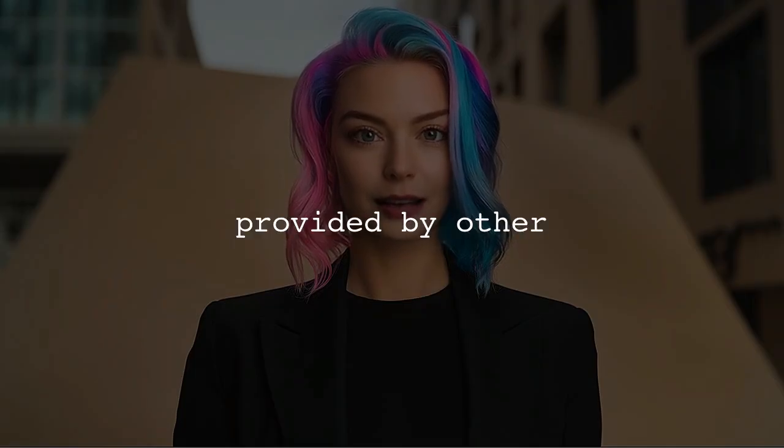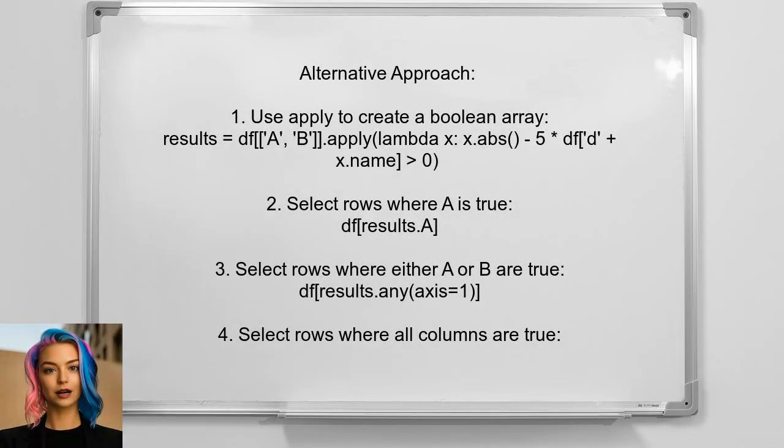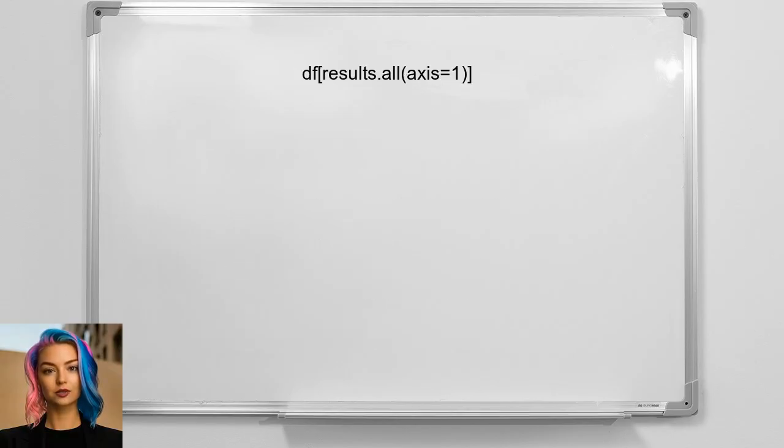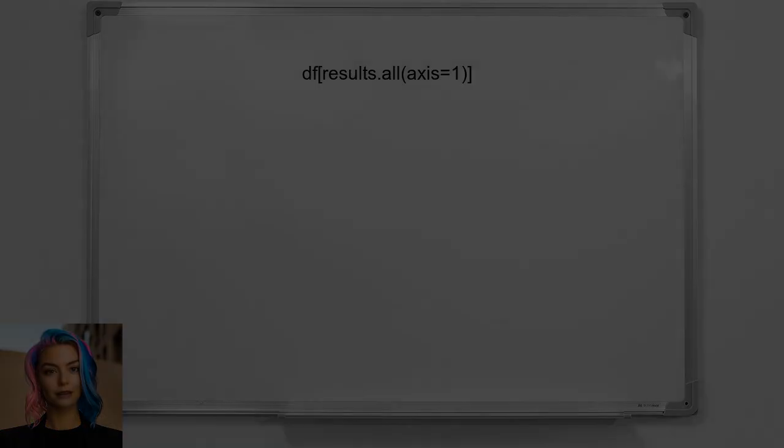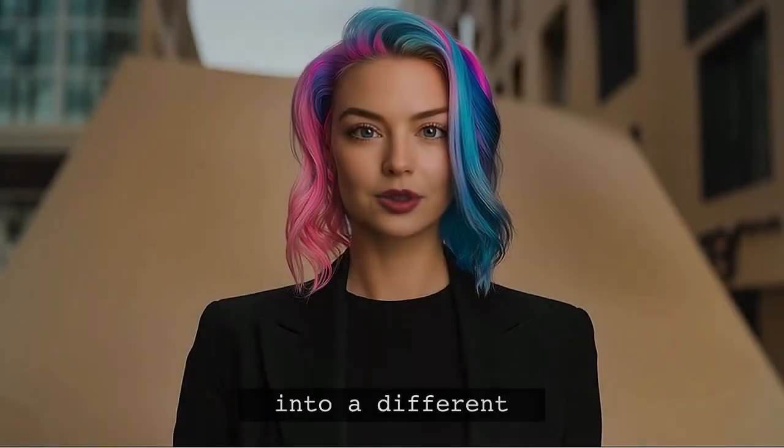Now, let's look at the answers provided by other users. Finally, to select rows where all columns are true, use the results for all columns. Now let's dive into a different answer from another user.